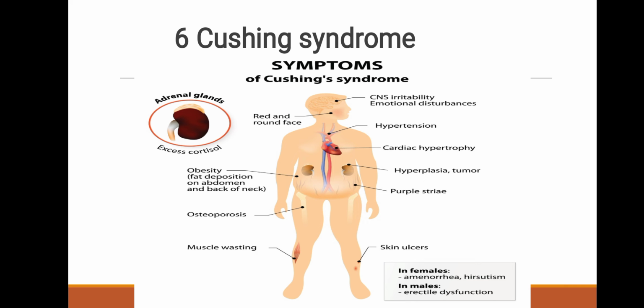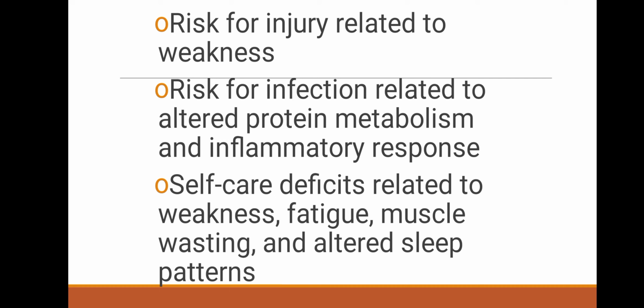Cushing syndrome, a condition that occurs from exposure to high cortisol levels for a long time. The most common cause is the use of steroid drugs, but it can also occur from overproduction of cortisol by the adrenal glands. Nursing diagnoses are risk for injury related to weakness. Risk for infection related to altered protein metabolism and inflammatory response.